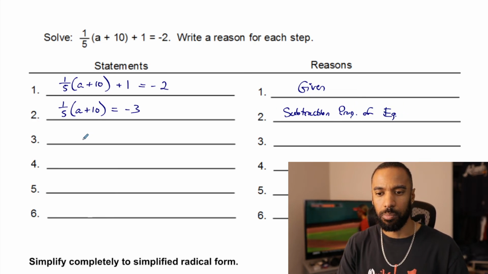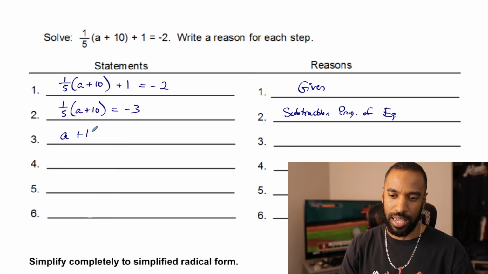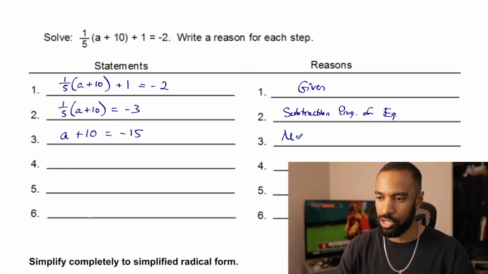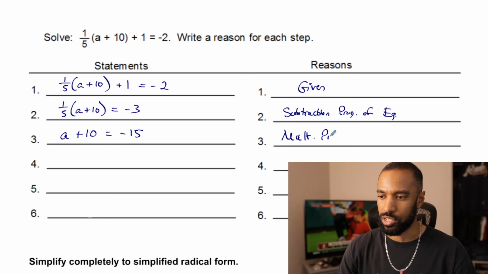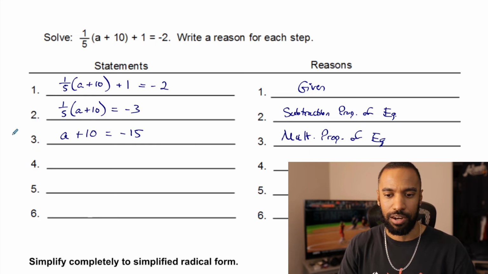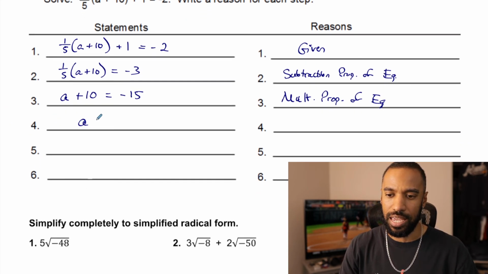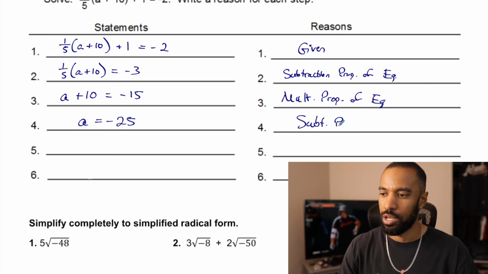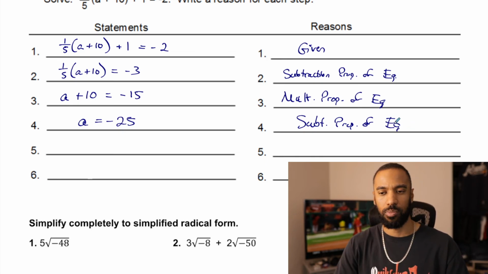And then I'm going to multiply both sides by 5. So I get a plus 10 equals -15. That is the multiplication property of equality. I think that's going to save me some time. And then I can subtract 10 from both sides. Then you get a equals -25. Once again, the subtraction property of equality. And I'm done. There's my algebraic proof.